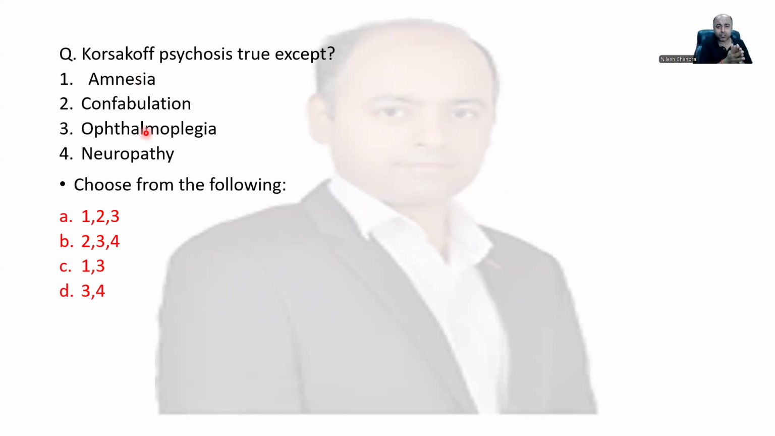You remember the Wernicke part? It is the global confusion, ophthalmoplegia, and ataxia. These are three features of Wernicke's. Superimposed on that is the psychosis. In psychosis, you have the amnesia, and along with that, you have the confabulation part coming in. So the amnesia and confabulation must be there, along with that, you can have the features of Wernicke. So option A appears to be correct.